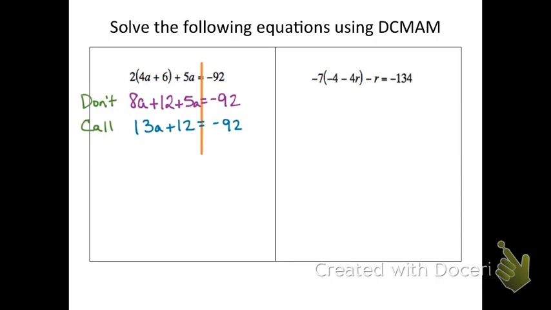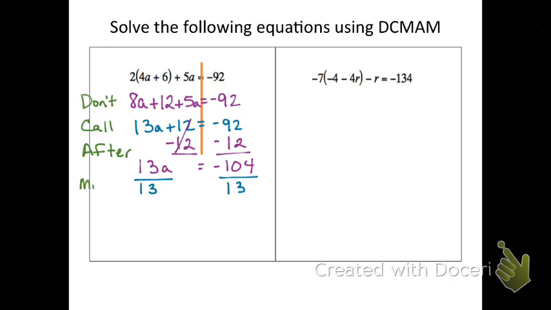The third part is "Mexico." But we're not going to Mexico because we don't have any variables on the same side. I'm going to then subtract 12 from both sides, and that is my "after" step, adding or subtracting to isolate the variable. The 12s cancel, and negative 92 minus 12 becomes 13a equals negative 104. And then "midnight" tells me to multiply or divide. So I'm going to divide by 13, and you get a equals negative 8, and that's my answer.